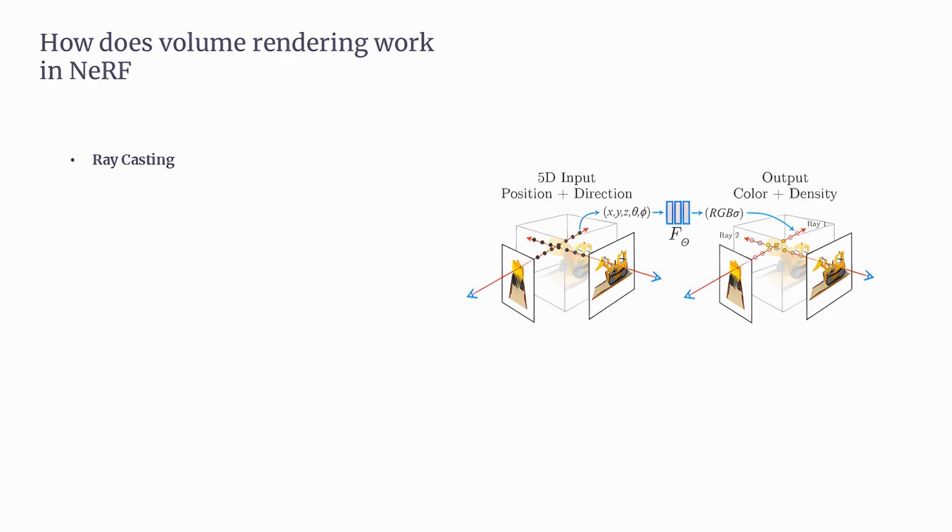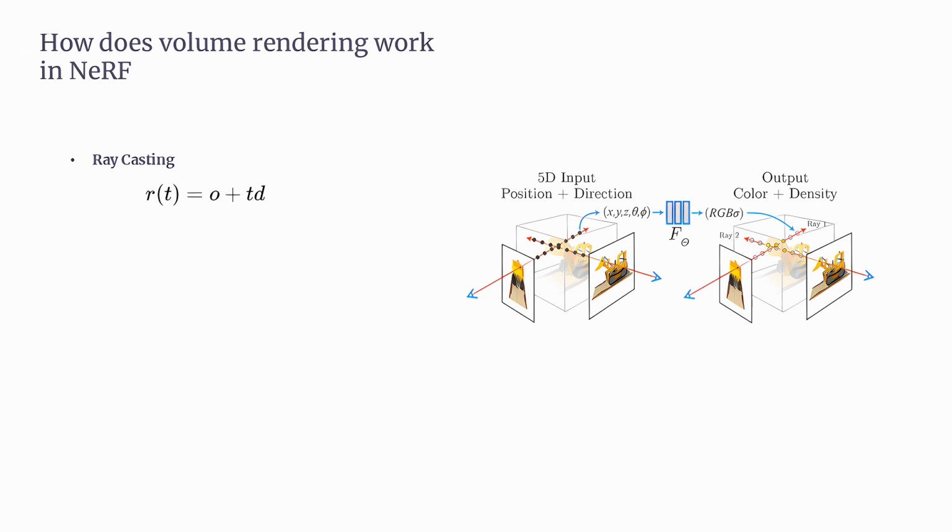The process starts by casting rays from the camera. For each pixel in the output image, a ray is cast from the camera's position into the 3D scene. Mathematically, a ray can be represented as r(t) = O + tD, where O is the camera origin, the starting point of the ray. D is the view direction, the direction in which the ray is traveling. t is the parameter that varies along the ray.